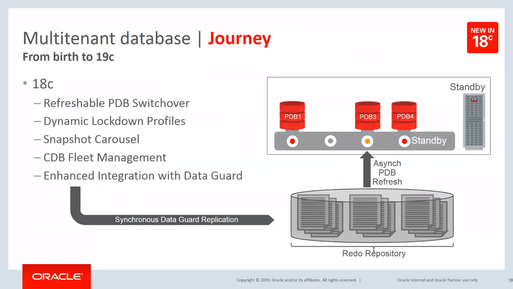So from 18C to 19C, what are the latest features or the new features in 18C? Basically, this is the refreshable pluggable database switchover, which is almost like a Data Guard kind of thing. You can actually say, I want to continuously refresh my clone. And then when something goes wrong, I want to switch my connections from my first system to my second system. So basically, just like a physical standby database.